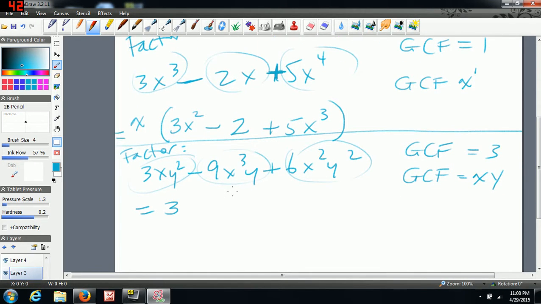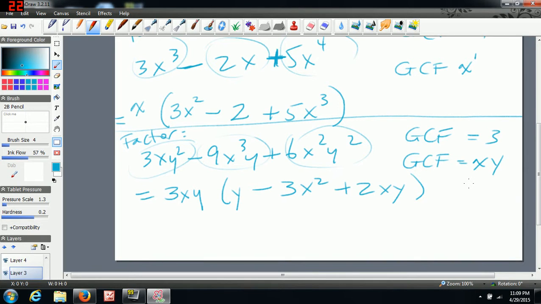So what I do is factor out 3xy, and now I'm dividing. 3xy cancels, and I'm left with y here. Here I'm left with 3x to the 3 divided by x to the 1, which is x to the 2, and y divided by y just cancels. This becomes 2, sorry, that's a plus, x squared divided by x to the 1 is just x, and y squared divided by y to the 1 is just y. So there would be your factored form.